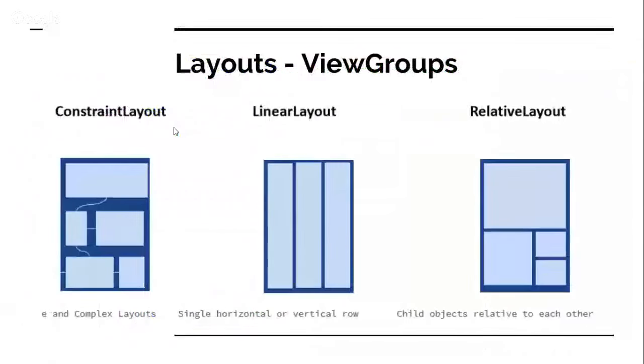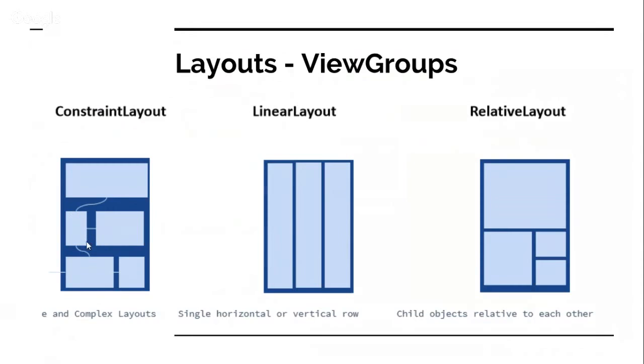Again, layout view groups. What exactly are view groups? View groups are containers in which views are embedded. We have three types of view groups: constraint layout, linear layout, and relative layout. First, if you go to constraint layout, it is constraint-based, arranged by constraints.